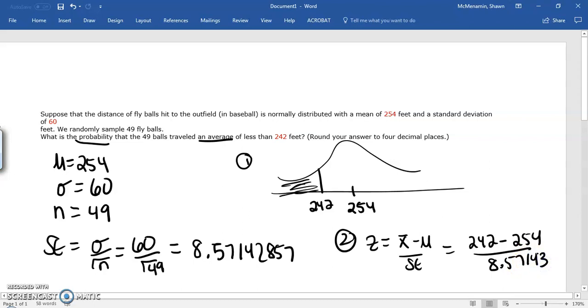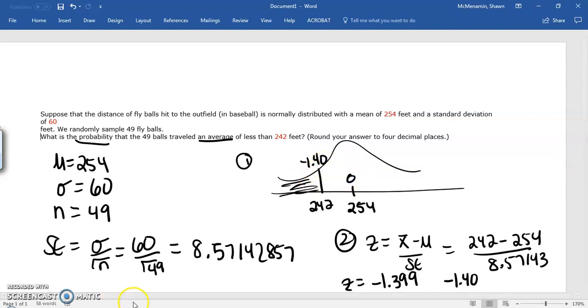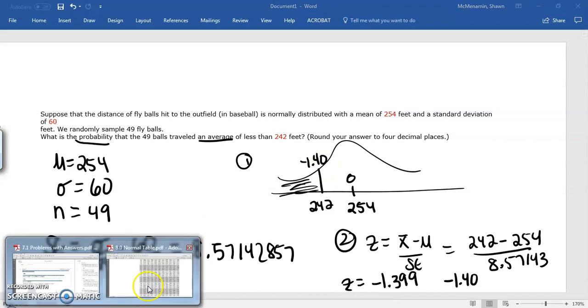8.57143. When we put this in our calculator, 242 minus 254 gives us negative 12, then divide it by 8.57143, and we get the z-score is negative 1.399, which rounds to negative 1.40. That's a z-score right here, which does make sense. It's below 0. And then you go to your normal table and look for a z-score of negative 1.4.